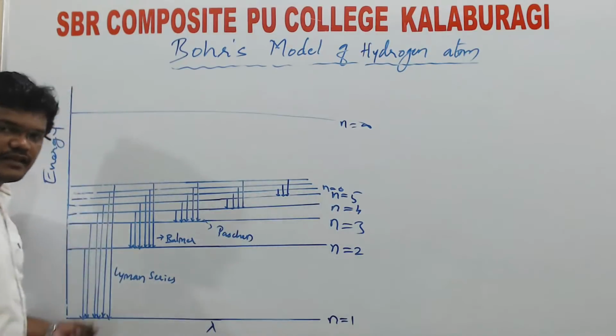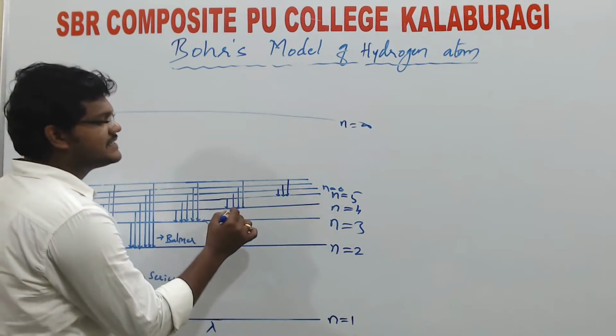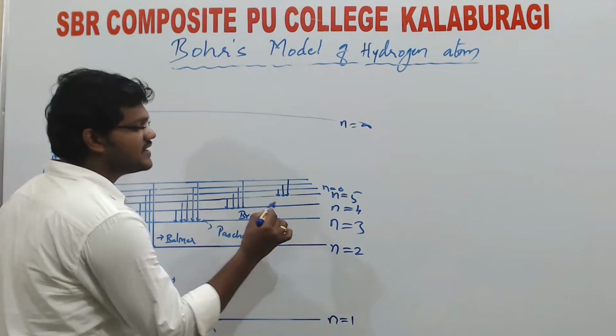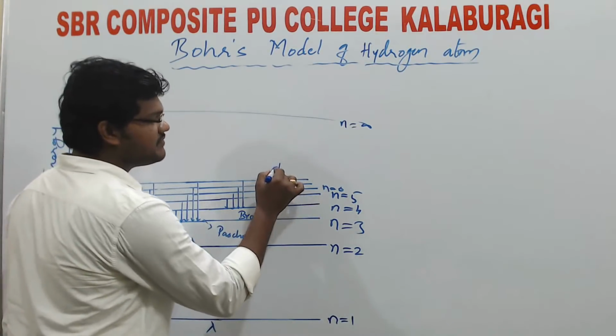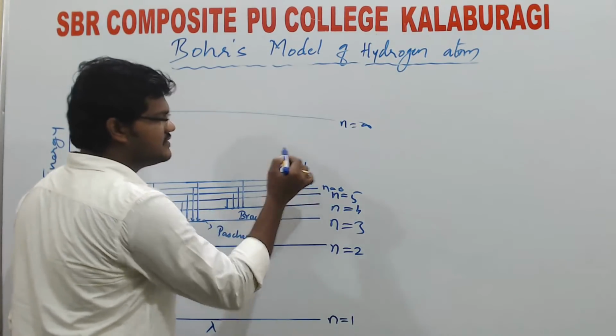Paschen series, Lyman series, Balmer series, Paschen, then Brackett series, and the last one is Pfund series. This is my Pfund series.